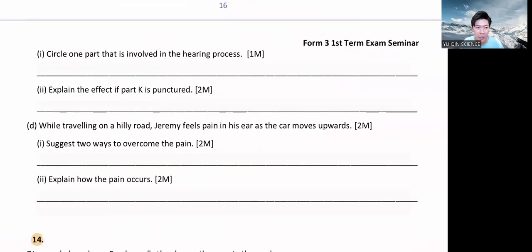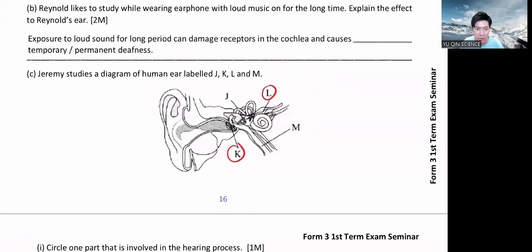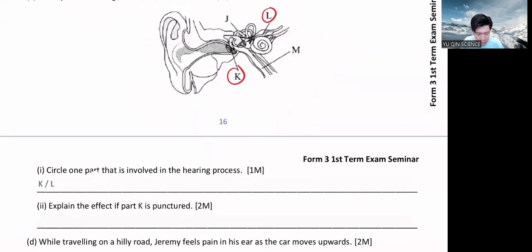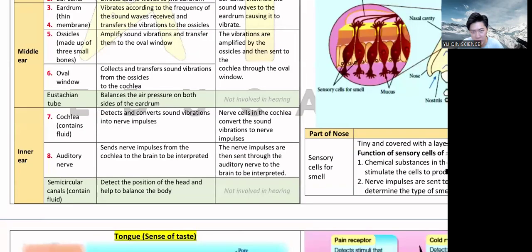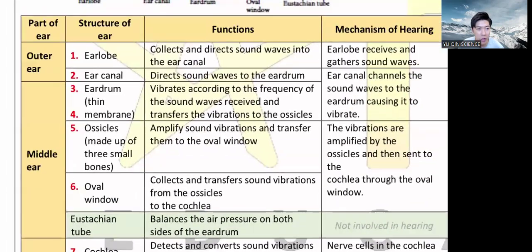Explain the effect if K is punctured. Actually, you can circle or you can write here also. K is the eardrum. When the eardrum is punctured, you'll be thinking that a person will be deaf. Everyone just writes deaf, right? Again, this is to see if you have studied your basics or not. What happens if the eardrum is punctured?